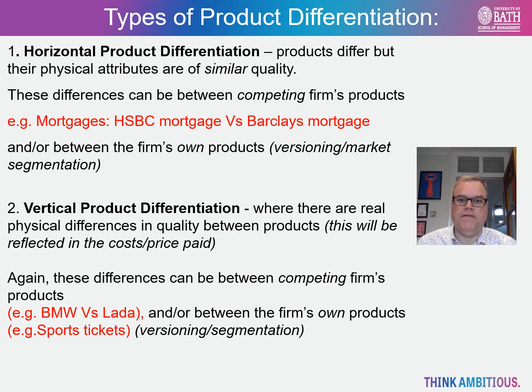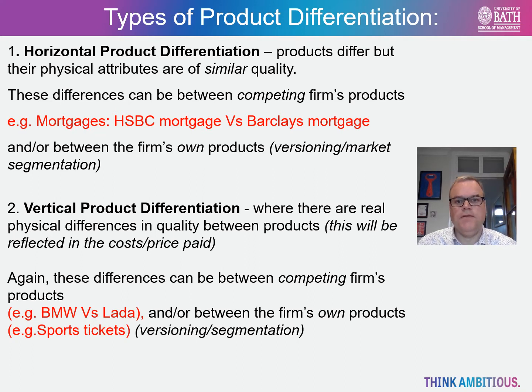Or with horizontal product differentiation, the differences can be between the firm's own products. For example, a firm could offer a different version of the product. Santander, for instance, offers a range of mortgage products: a fixed rate mortgage, a tracker mortgage, a discount mortgage. But each of these products has its own distinct features. There are not necessarily any differences in service being offered or even in the overall price.